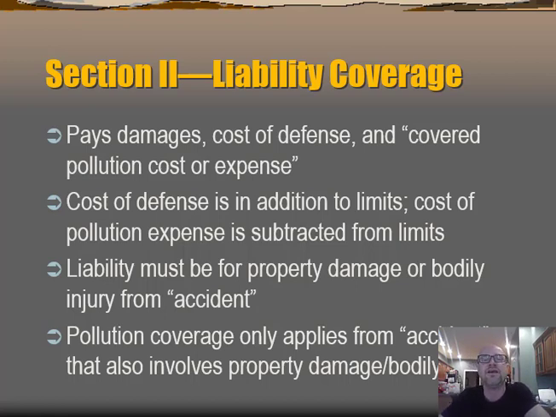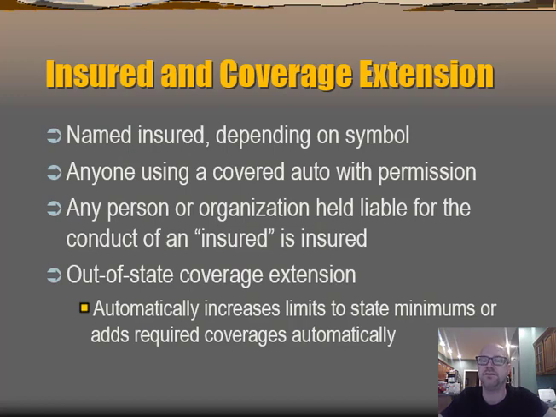It also covers covered pollution cost or expense. So to get pollution coverage, it has to be an accident that involves property damage and/or bodily injury. And then usually you're talking about gas that's spilled out that has to be cleaned up. So that's not a major pollution cost. This is a small pollution coverage if necessary. Now the pollution piece is part of the limit. Cost of defense is on top of the limits. And then the liability comes from property damage or bodily injury from an accident. And we've got a special definition for accident that you can read in the policy to see what that is.